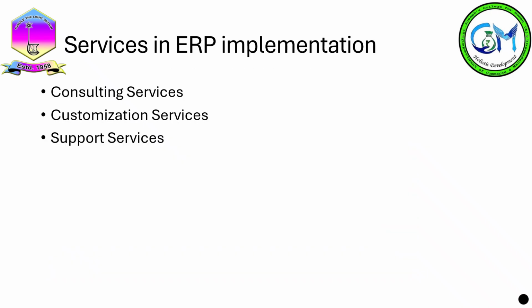Implementing an ERP system in an organization is a very complex process. It takes organized planning, expert consultation, and a well structured approach. Organizations generally use ERP vendors or consulting companies to implement their customized ERP system. There are three types of professional services that are provided when implementing an ERP system in the organization. They are consulting services, customization services, support services.